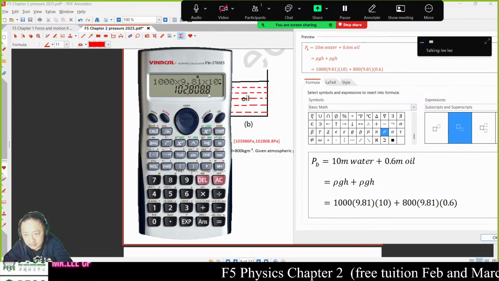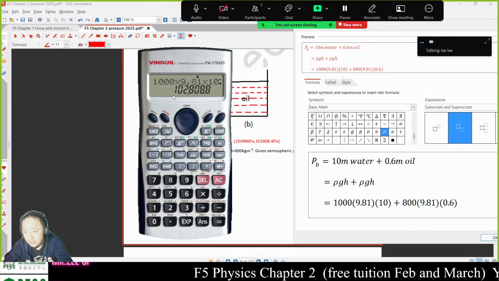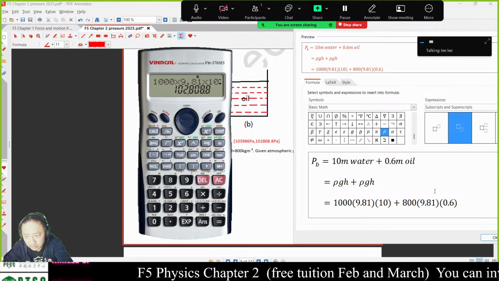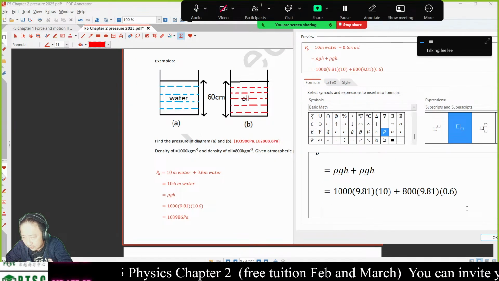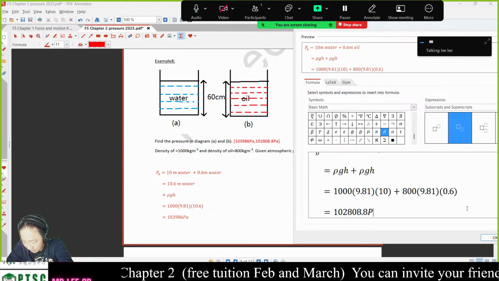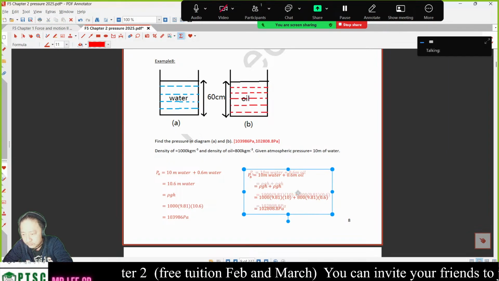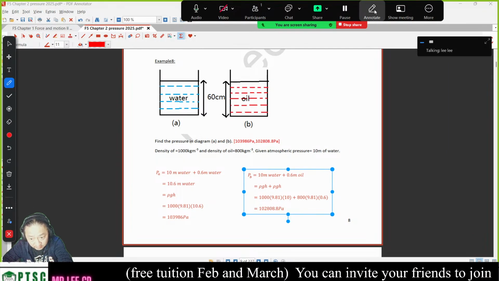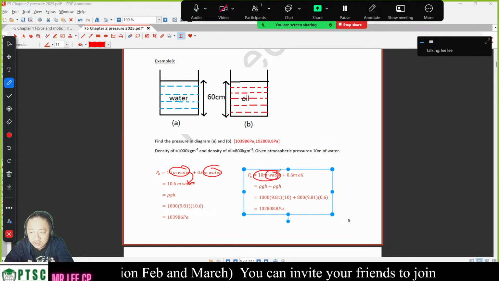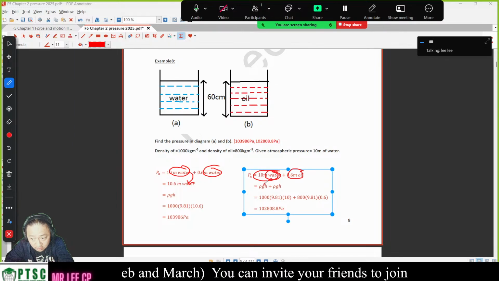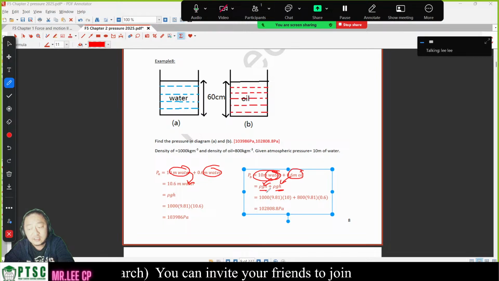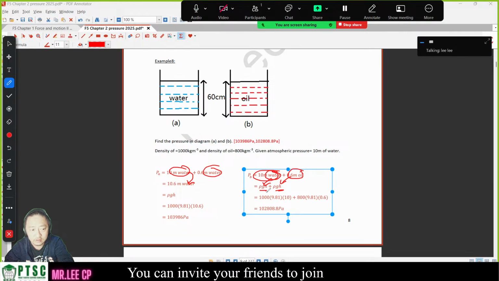You got this. Okay, so the answer is 10280.8 Pascal. See again, if the units are the same, you can plus directly. If the unit here and the unit here are different, you have to change both to the same unit, Pascal. Change it to Pascal, then you can plus them. If not, you cannot. You will never plus them.